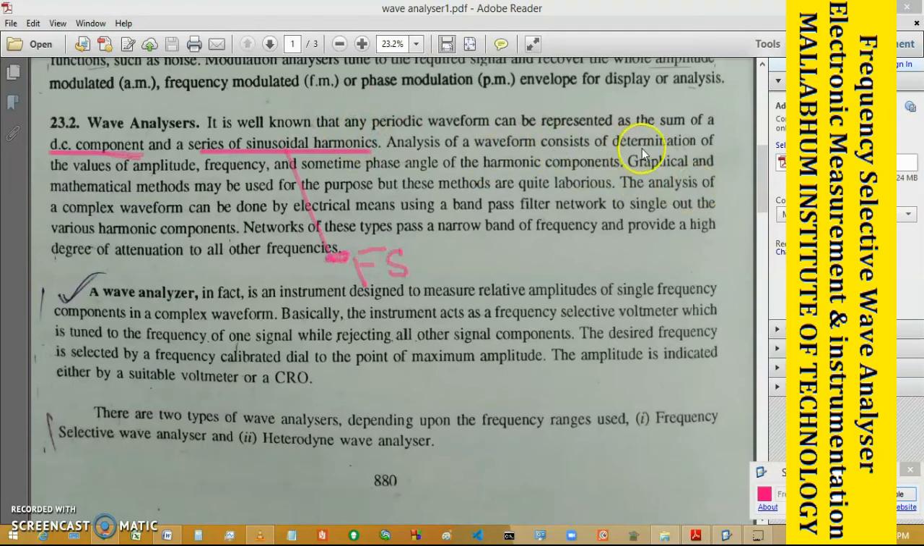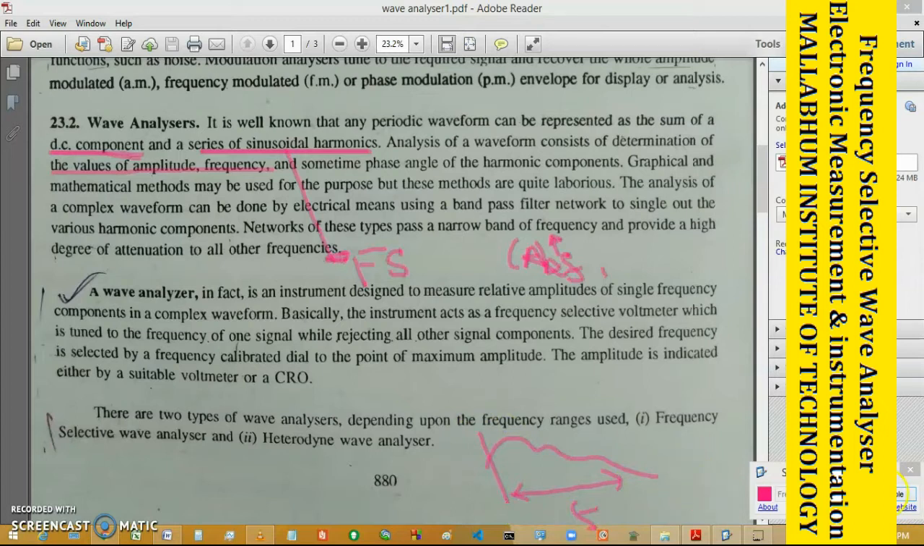So the analysis of the waveform consists of determining the value of amplitude and frequency. In the case of the wave analyzer, we are only concerned with a single frequency component's amplitude. Whatever the frequency may be, we are only concerned with what that frequency is and the amplitude of that frequency. But in the case of the spectrum analyzer, we are plotting a range of frequency with amplitude, a plot like that.